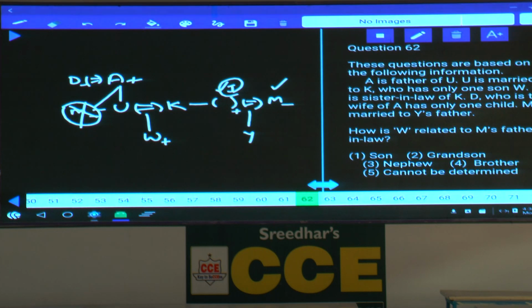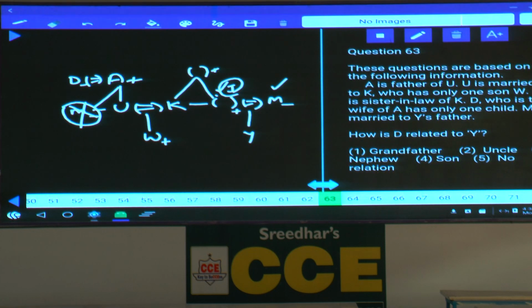Then 62. How is W related to M's father-in-law? Who is M's father-in-law? That is K's parent, M's father-in-law. How is this W related to M's father-in-law? K is the child, the child's son is grandson, grandson, choice 2.